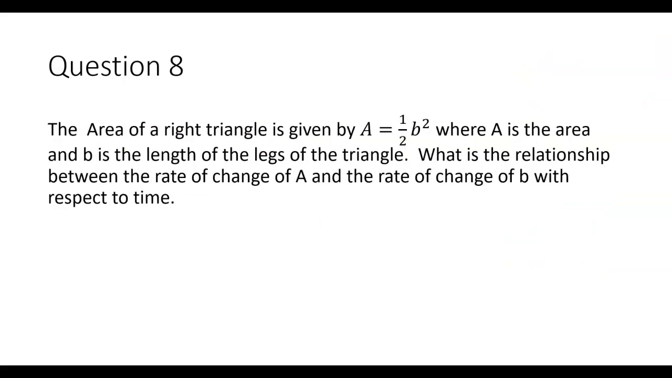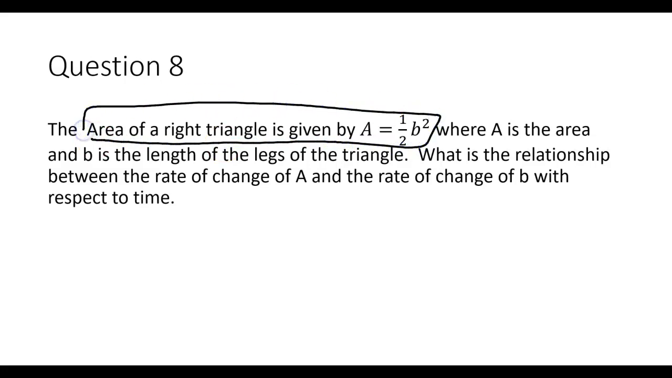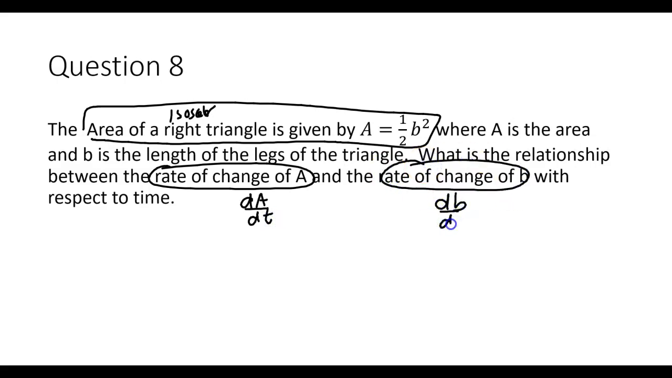All right, let's go ahead and take a look at question number 8. Okay, so this is kind of like a related rate question. First of all, they tell me that I've got an area of a right triangle given by this, and I meant it to be an isosceles right triangle. A is the area and B is the length of the legs of the triangle. The question is, what is the relationship between the rate of change of A, just so you guys know, the way that you write that is dA dt, and the rate of change of B, which is dB dt?